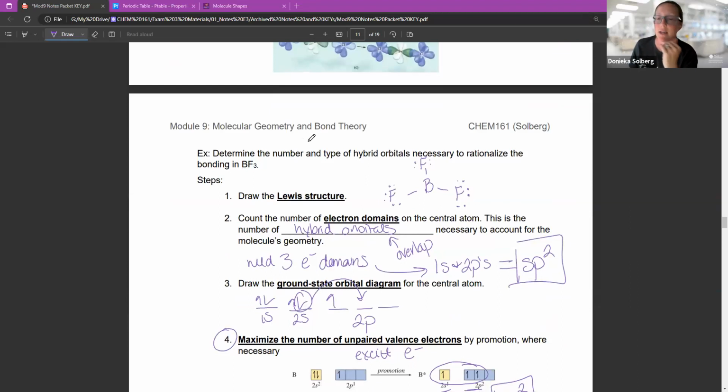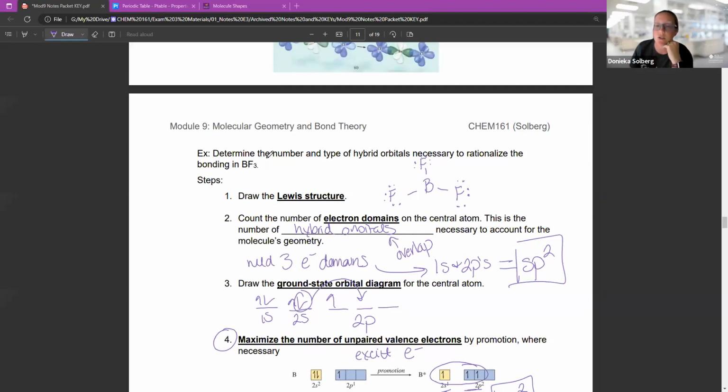Okay, so for example, I could say, determine the number and type of hybrid orbitals necessary to rationalize the bonding in BF3. In order to do this, the first thing we need to do is draw the Lewis structure. Just always draw the Lewis structure. BF3 looks like this. We would expect it to have 120 degree angles, and it has 3 bonds, and all of those 3 bonds need to be the same.